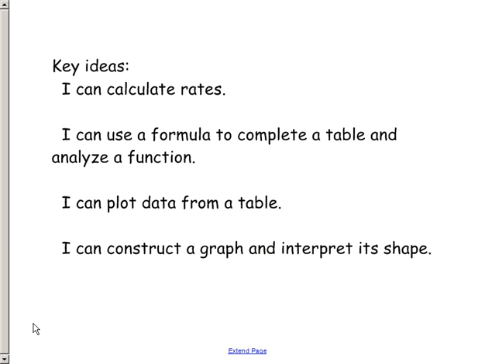So the key ideas are listed on this first page. These are things that you learn to do in lesson 3.6. You learn to calculate rates. You learn to use a formula to complete a table and analyze the results, the function. You learn to plot data from your table, and then you learn to construct a graph from your data and interpret the shape.